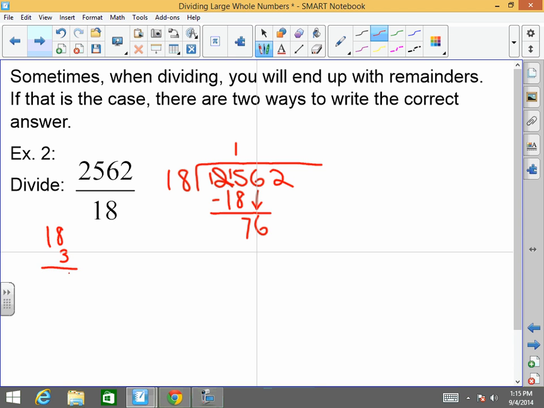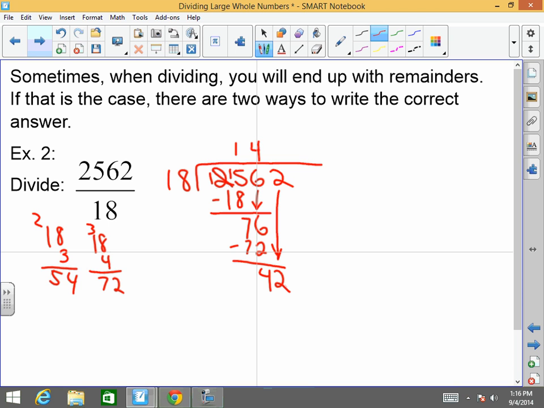Hold on, let's try 3. 3 times 18 is 54. That's too low. Okay, let's do 4. Thank you. Awesome. 4 times 18, that's exactly correct. 72. So that goes in 4 times. Notice that I placed the 4 above the 6 because that is the place that I'm working with right now. So 4 times 18 is 72. Bring down the 4. Bring down the 2.